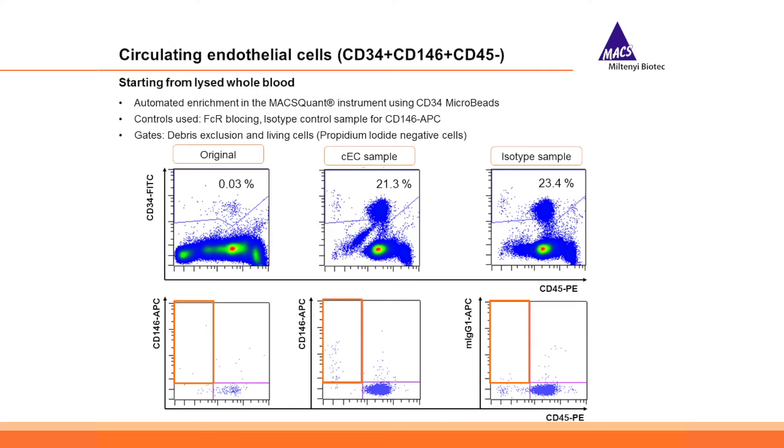I have made an isotype controlled sample and enriched this as well. You see there are CD45, CD34 negative cells, but I made here an isotype control for the CD146, and I can see that there's a little bit of background, but not that much. So I can estimate the background for this rare cell application.